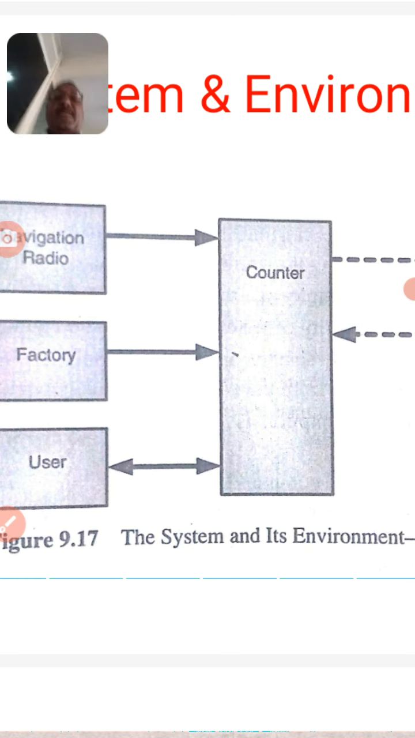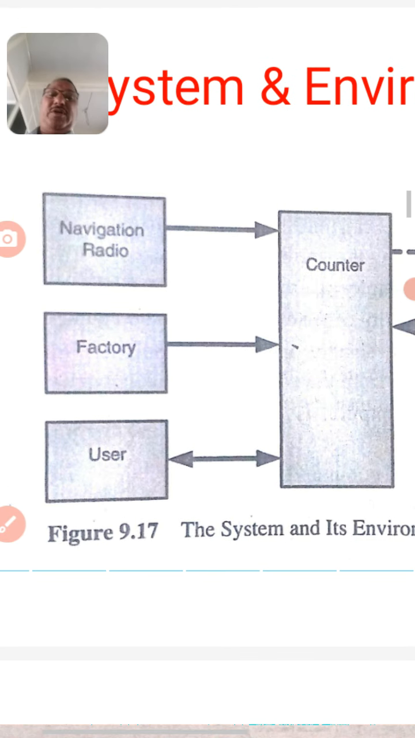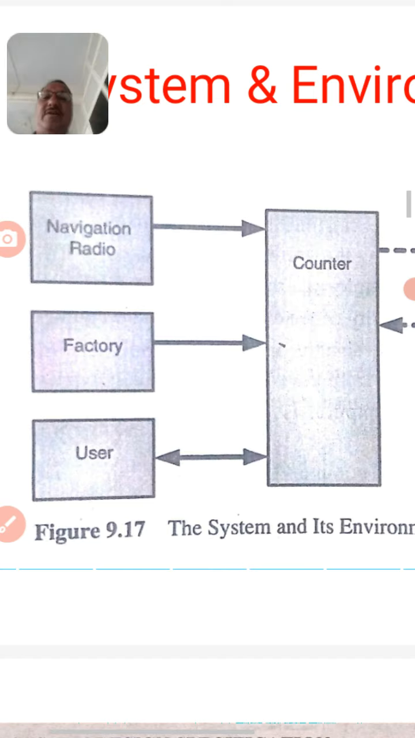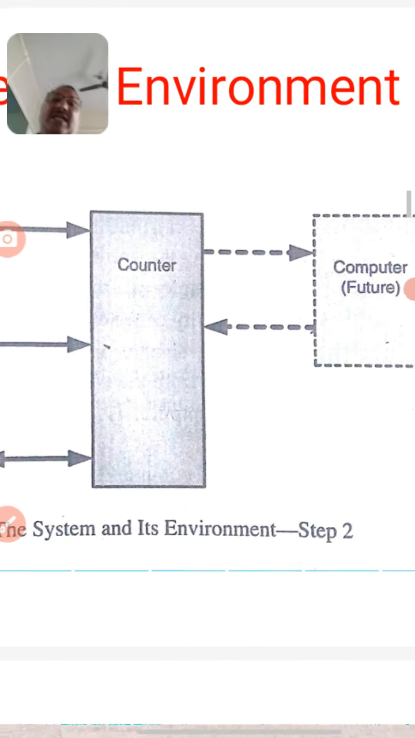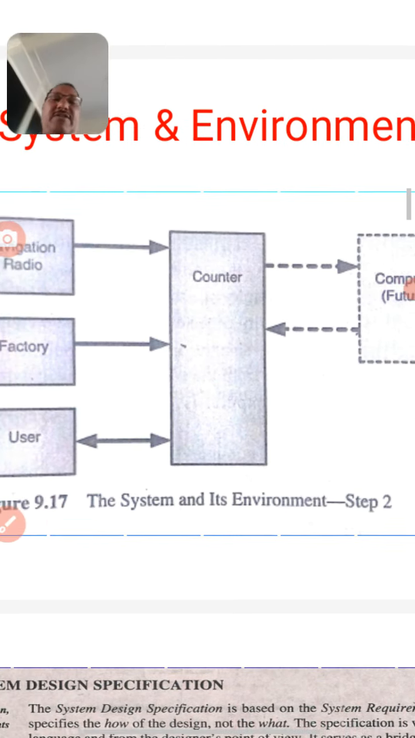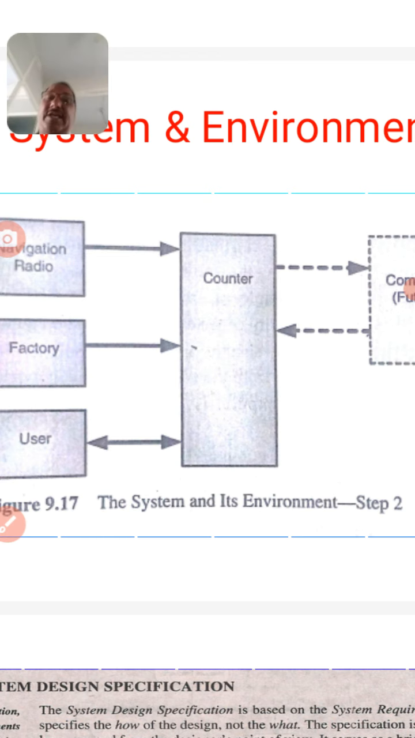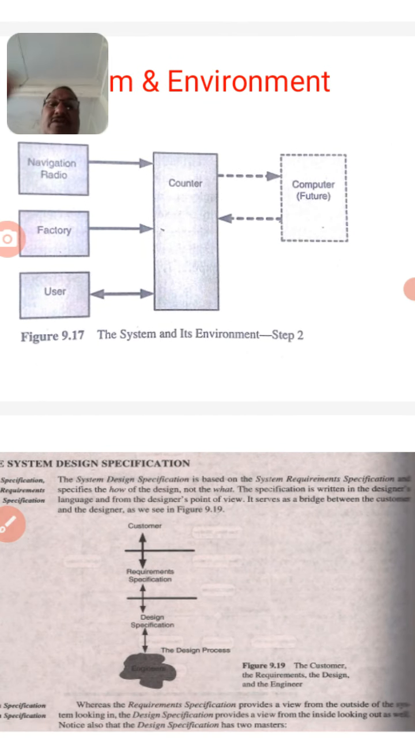The system is the counter, basically, which counts the signal, and the navigation radio gives input to the counter. The factory also gives input to the counter. The user who uses it uses it for the counters. So all these, factory, users, navigation radio and computer, are the system environment. Apart from temperature, I will say the factory may be your environment, the user may be your environment, the computer may be your environment, like this. So it comes under the broad definition of environment.